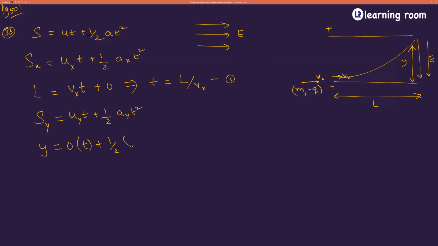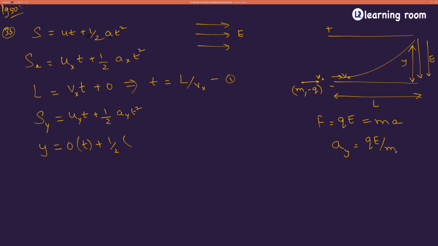See, charge is there, electric field is there. What is the force experienced by the particle? Q into E in terms of magnitude, right? But we also know that force is equal to mass into acceleration. So what is going to be the acceleration along y direction? It is going to be Q into E divided by M.